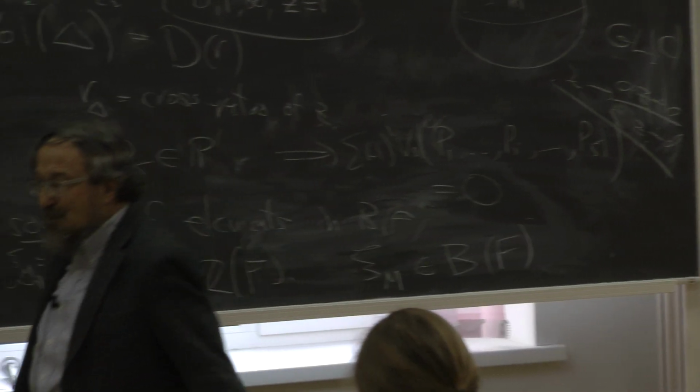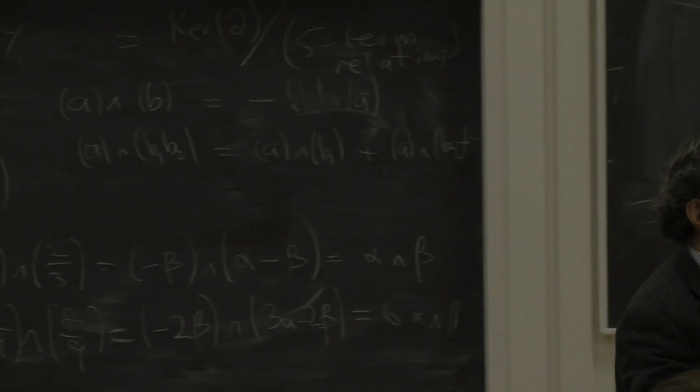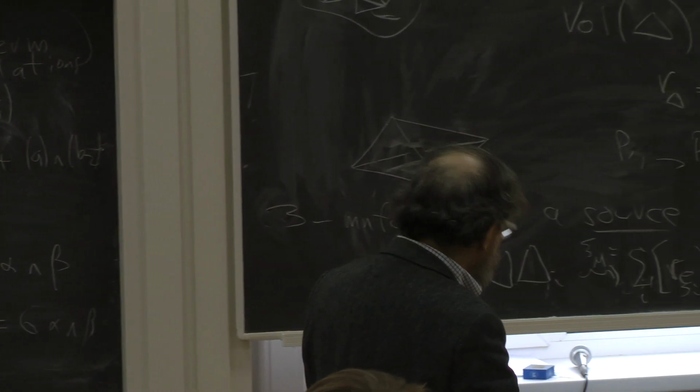If you're seeing this for the first time, I don't expect every word to be clear, but at least roughly how it goes. How do you get a number field from a 3-manifold? Sorry? How do you get a number field from a 3-manifold? Well, that's a very good question.